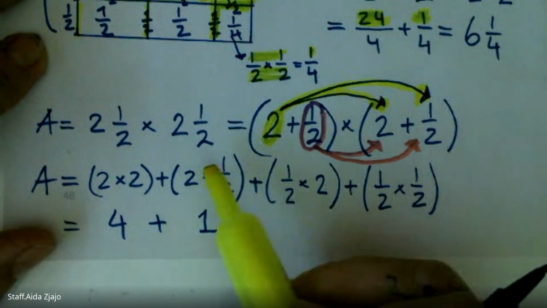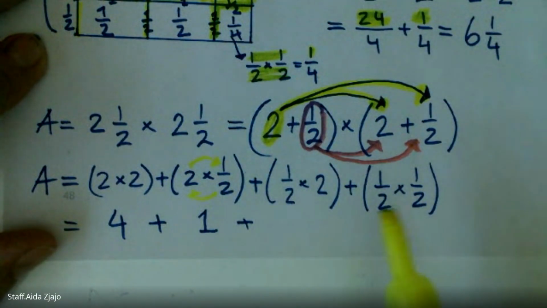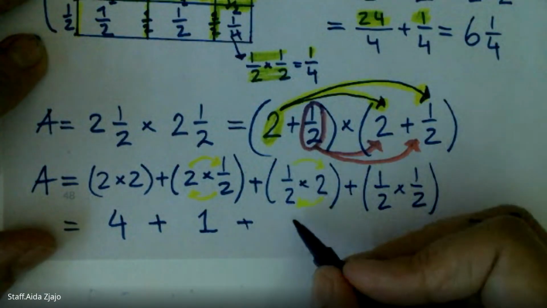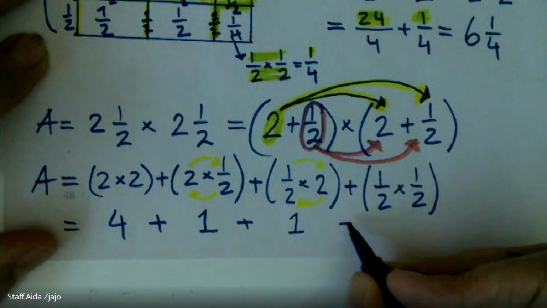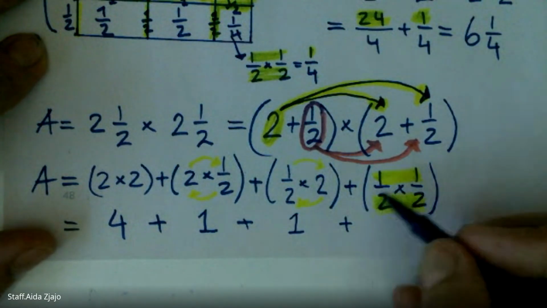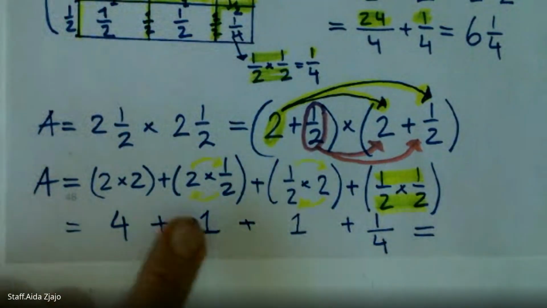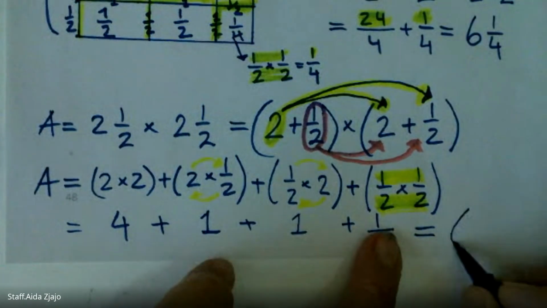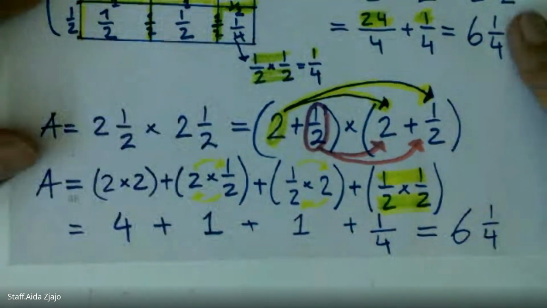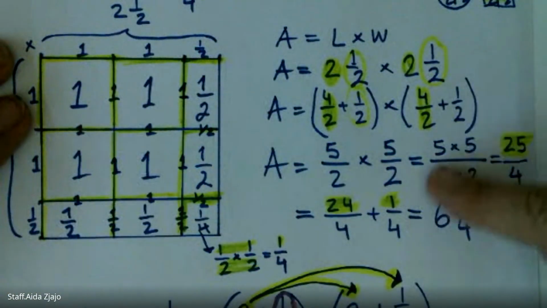So you can go this way. 2 halves, or what is 1/2 of 2? It's 1. And also, what is 1/2 times 2, or what is 1/2 of 2, or what is 2 times 1/2? Again, it's 1. And then the last one is numerator times numerator and denominator times denominator. 1 times 1 is 1, and 2 times 2 is 4. The final answer is 4, 5, 6 and 1/4. 6 and 1/4.